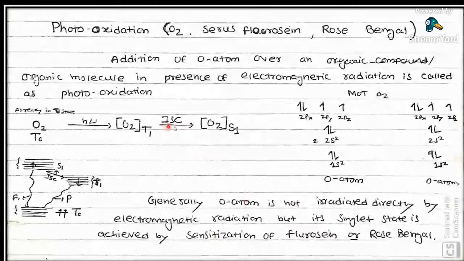Means during this intersystem crossing, when the molecule is in T1 state, it will combine with another species and it will give its excess energy to the oxygen, as a result of which oxygen will be promoted to the S1 level, and from that S1 it can come back to the ground state or it may undergo some reaction.